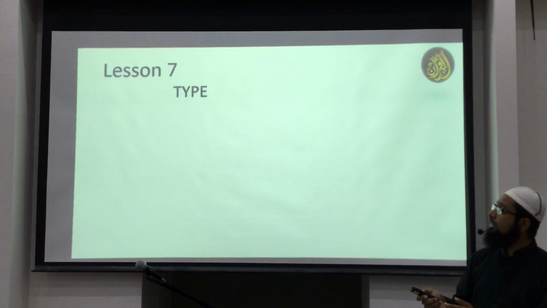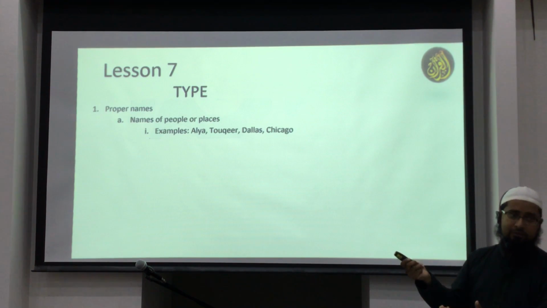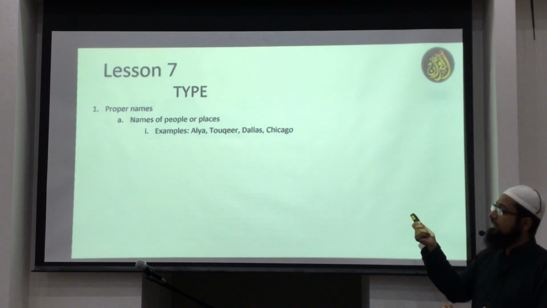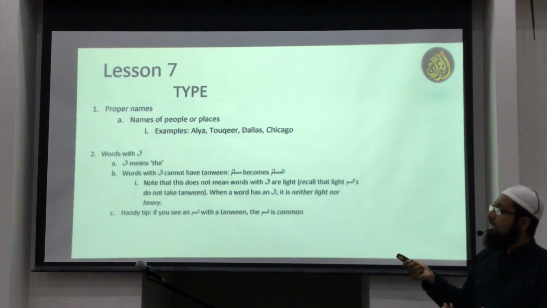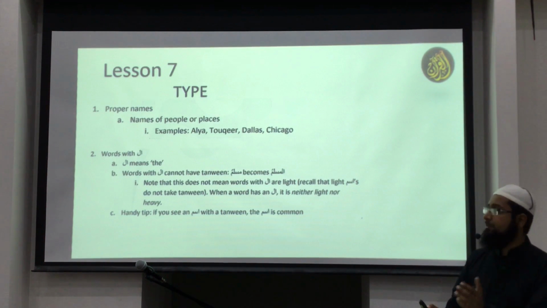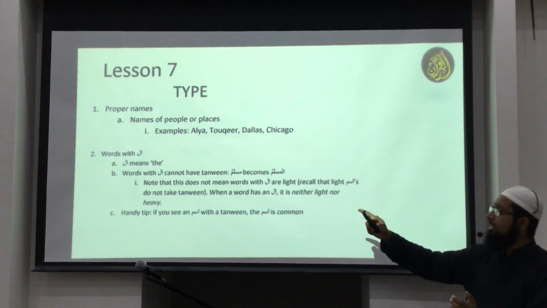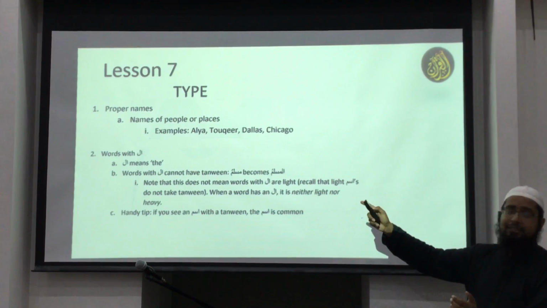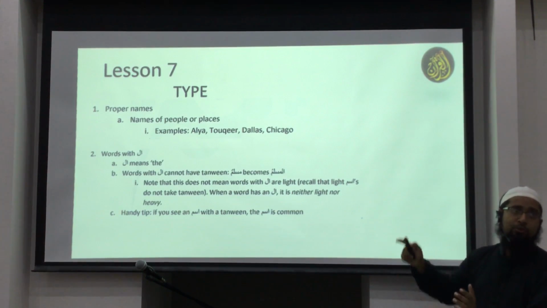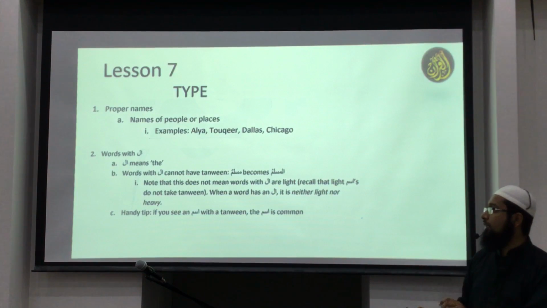Let's look at them very quickly. First, proper names: anybody's name is proper. Ali, Tawfiq, any names are proper. Second, any word that starts with al, meaning the. Obviously when you say the, it's proper, meaning you are saying something specific. Also, when you put an al before a word, it cannot have tanwin. You cannot say al-muslimun with an un ending. You cannot have an, un, or in at the end of a word with the al.